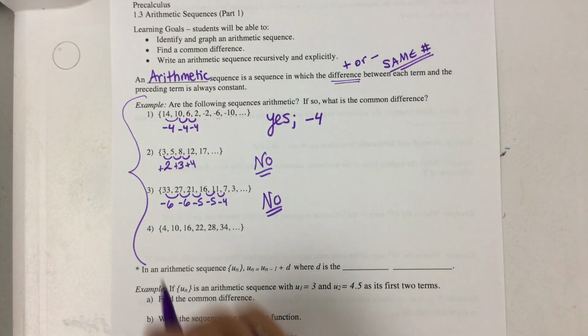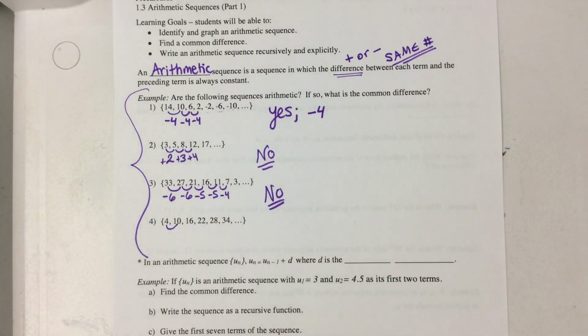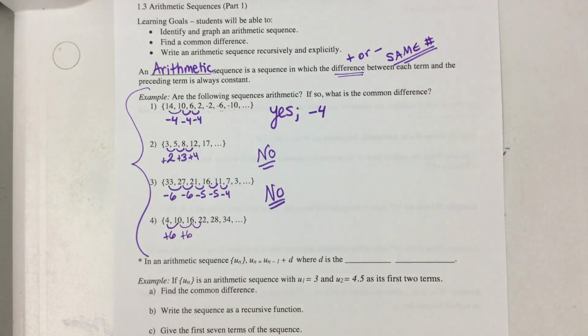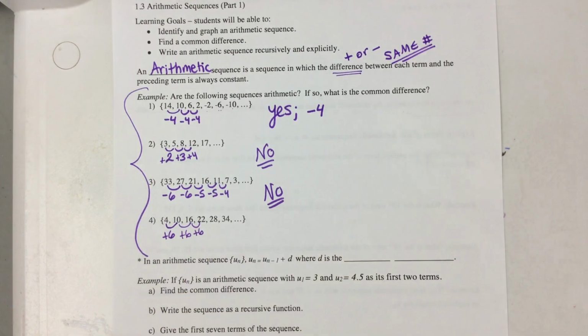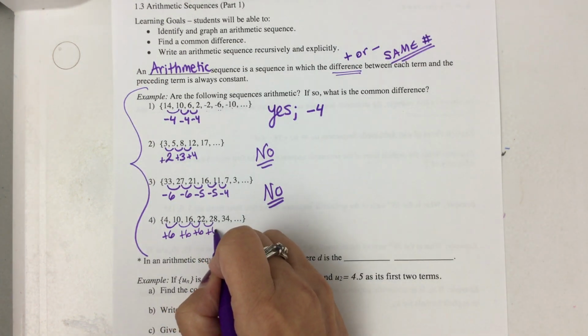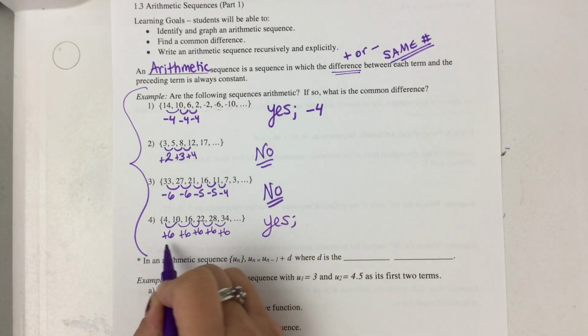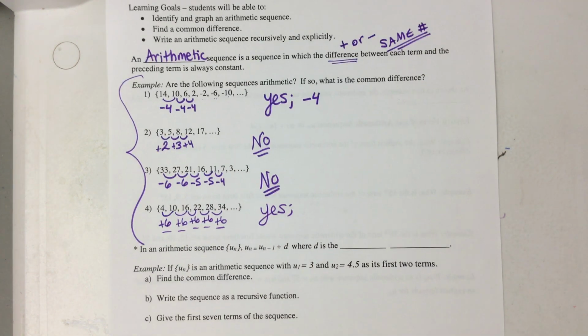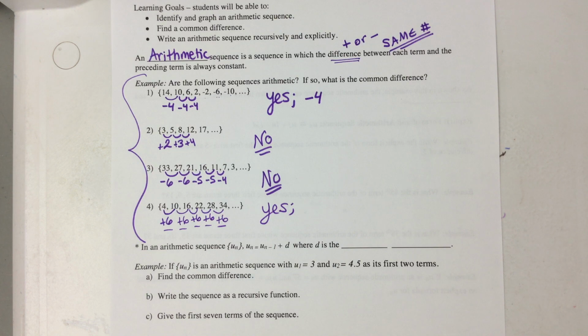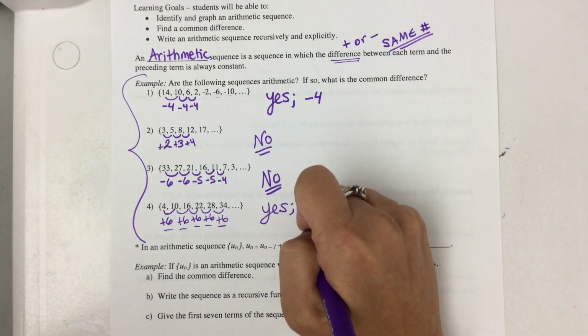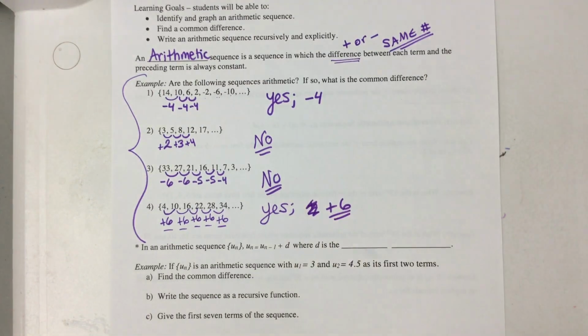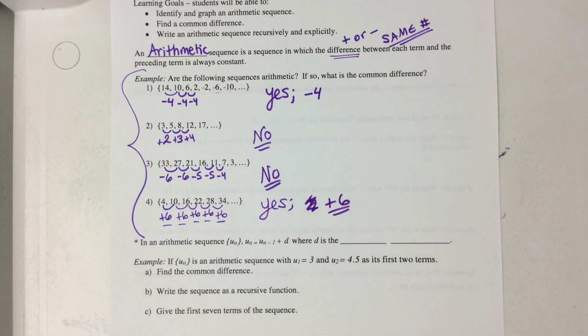Okay, one more example. To go from 4 to 10, adding or subtracting, well, I would add a 6 to a 4 in order to make it 10. To go from 10 to 16, you add 6. To go from 16 to 22, you add 6. To go from 22 to 28, you add 6. 28 to 34, you add 6. Because every single time you are doing the exact same thing, yes, that is an arithmetic sequence. The common difference is a positive 6, because what you're doing every time is adding 6 more.